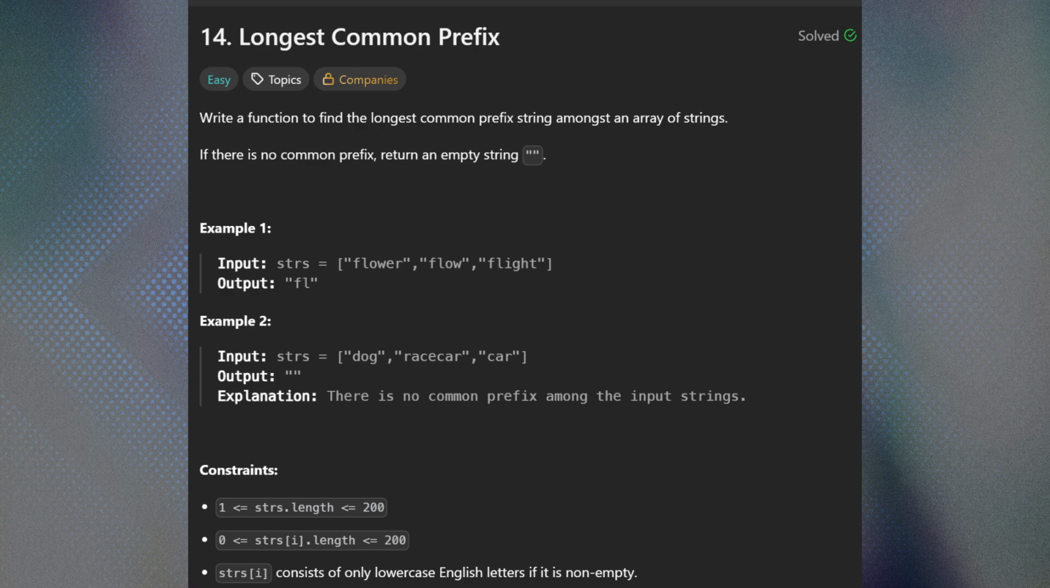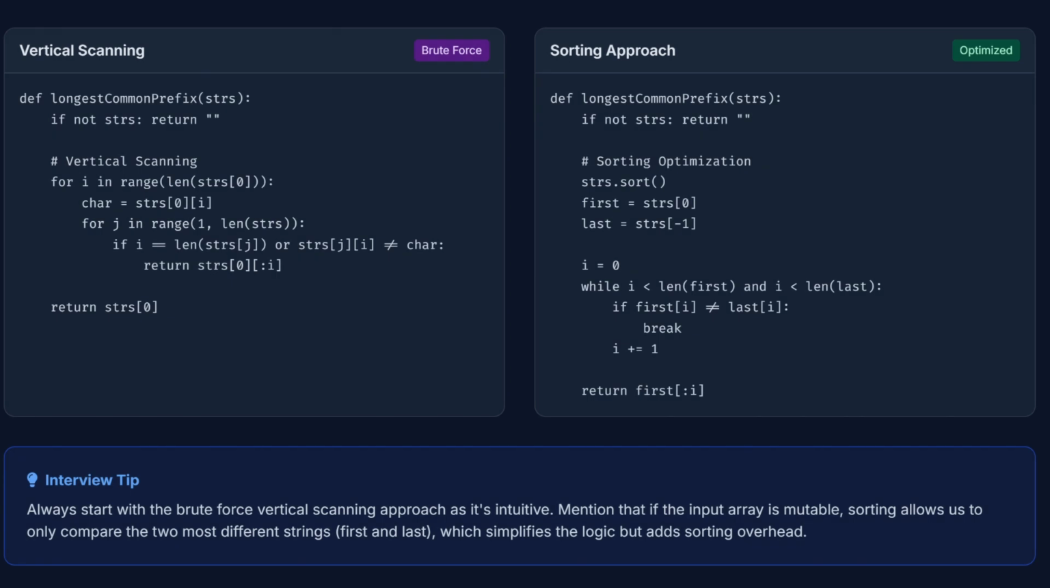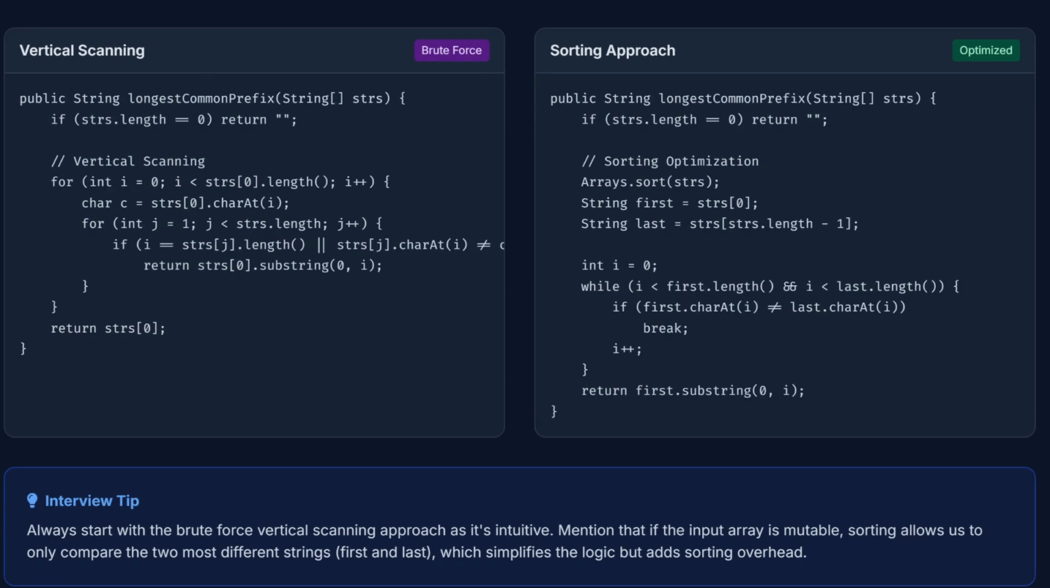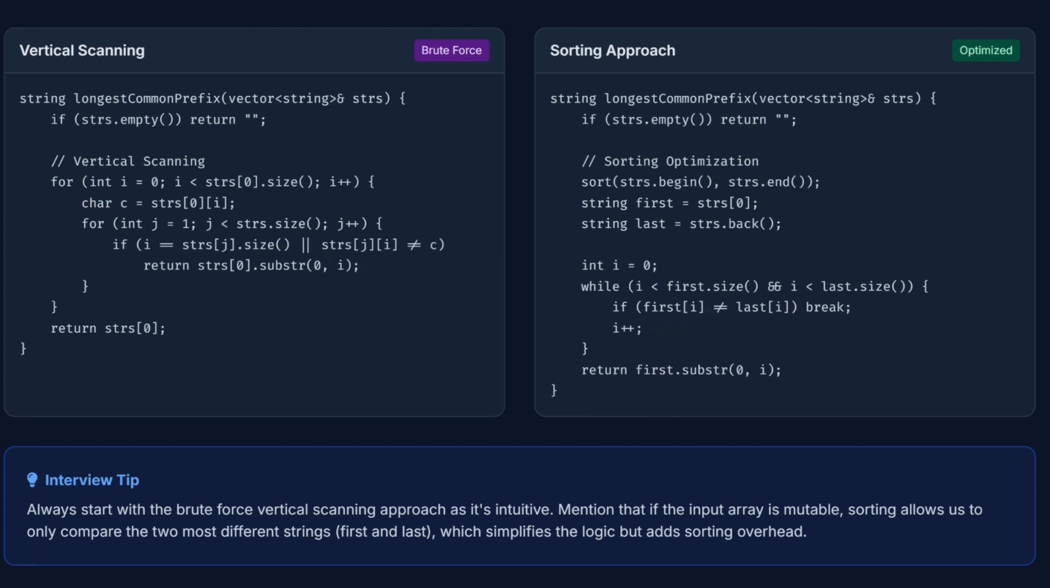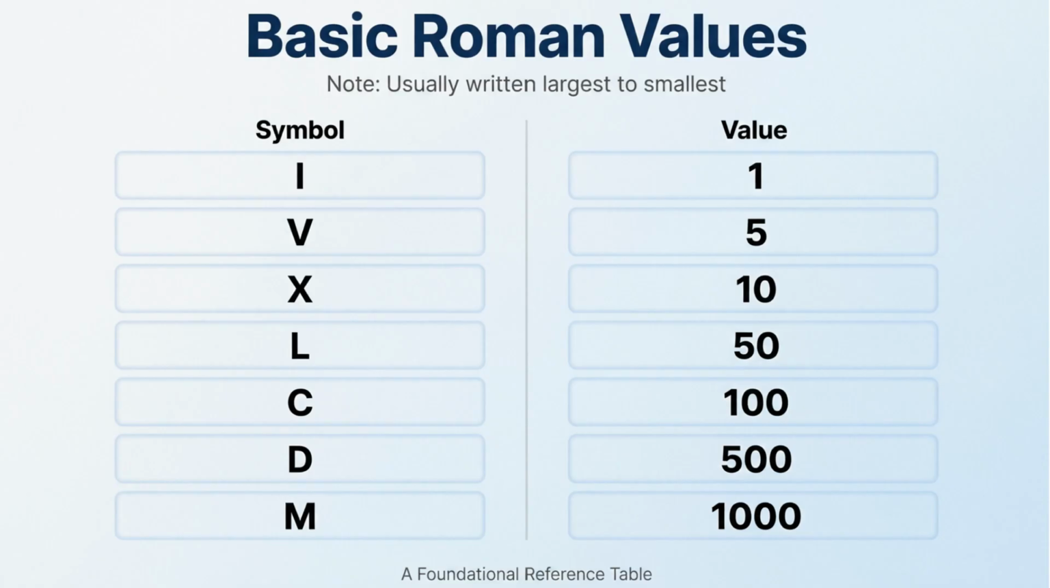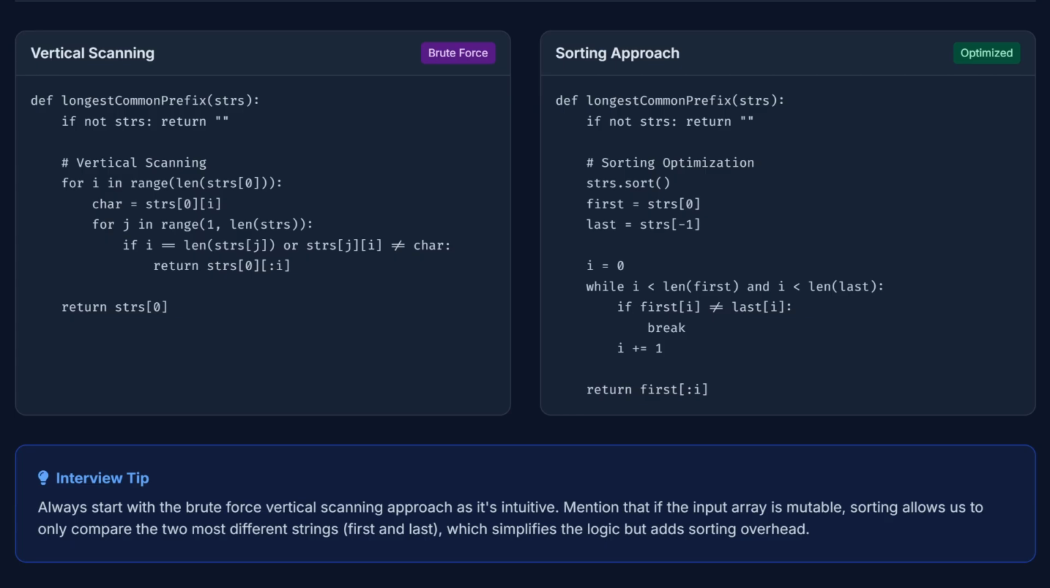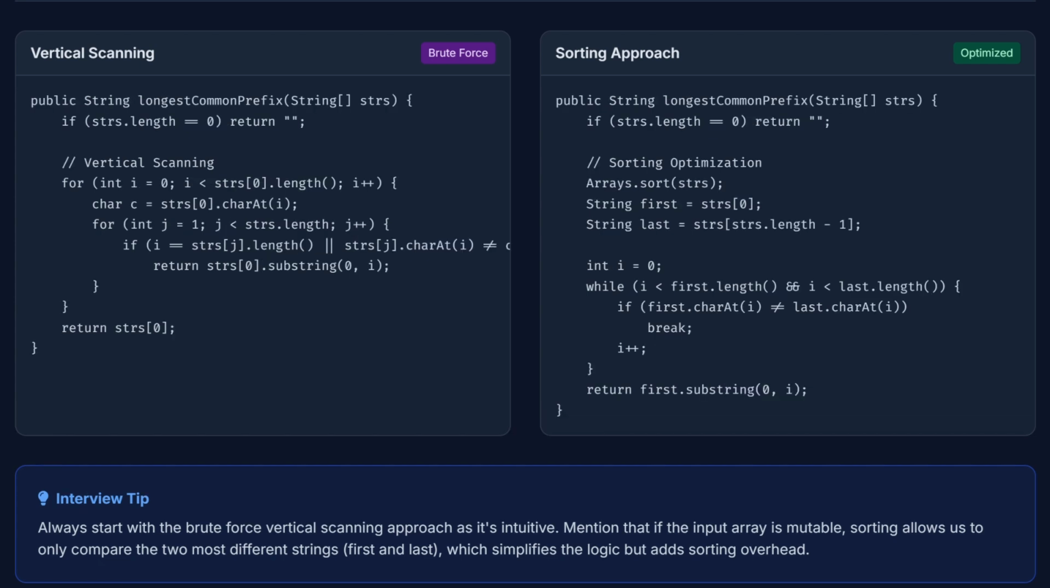So in simple terms, we keep comparing characters from the beginning of all strings, and stop as soon as we find a mismatch. Here is the implementation of the brute force approach. We loop through each character of the first string, and compare it with all other strings. If any mismatch occurs, we return the result immediately. Here, you can check out the solutions in Python, Java, and C++. Pay close attention to both the brute force approach and the optimized solution for each language.